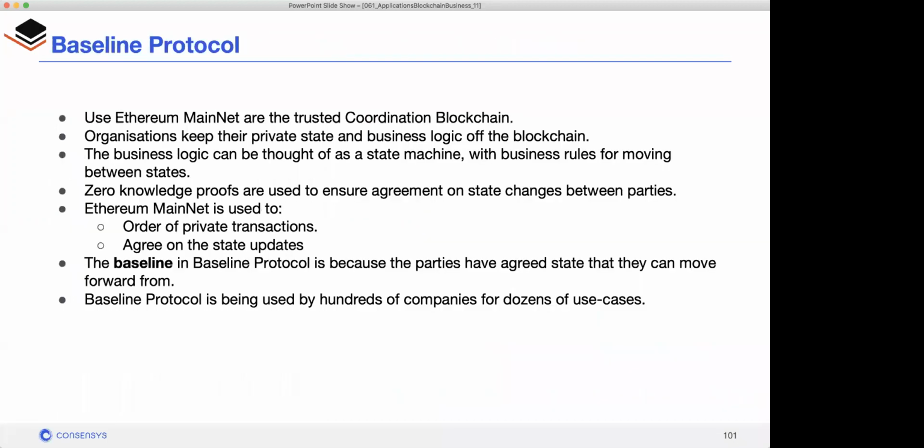So I've talked about baseline protocol a bit. It allows you to do transactions on mainnet and use it really just as an ordering service. So you do private transactions off chain. You've got all your data in your own database and you're using it as a way of coordinating state updates between different parties. There are hundreds of companies that are involved in this at the moment and dozens of use cases. So I encourage you to look up baseline protocol.